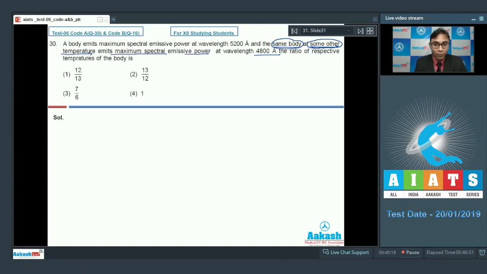So we know that from Wien's displacement law, the wavelength of the maximum spectral emissive power into the temperature will remain constant. This is called Wien's displacement law. So if the wavelength is lambda 1 and temperature is T1, and finally the wavelength is lambda 2 and temperature is T2, then lambda 1 T1 will be equal to lambda 2 T2. So we can say that T1 by T2 will be equal to lambda 2 by lambda 1.